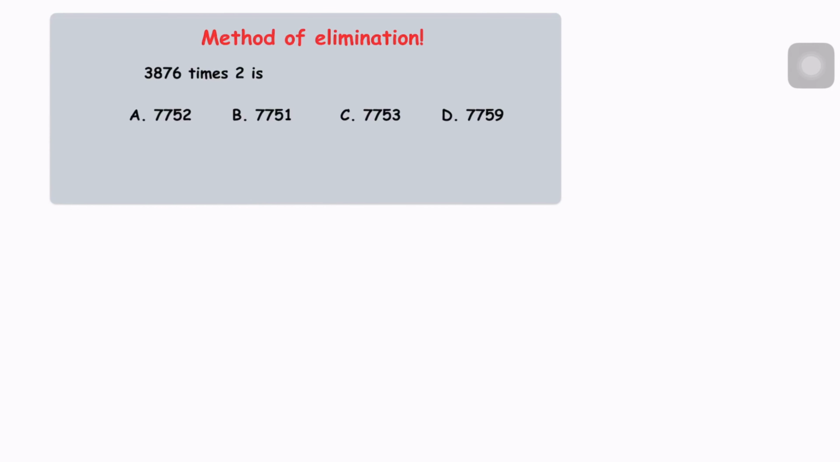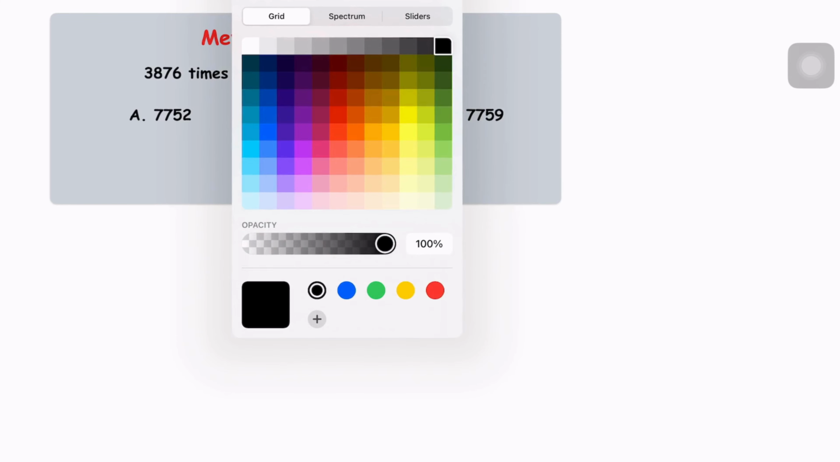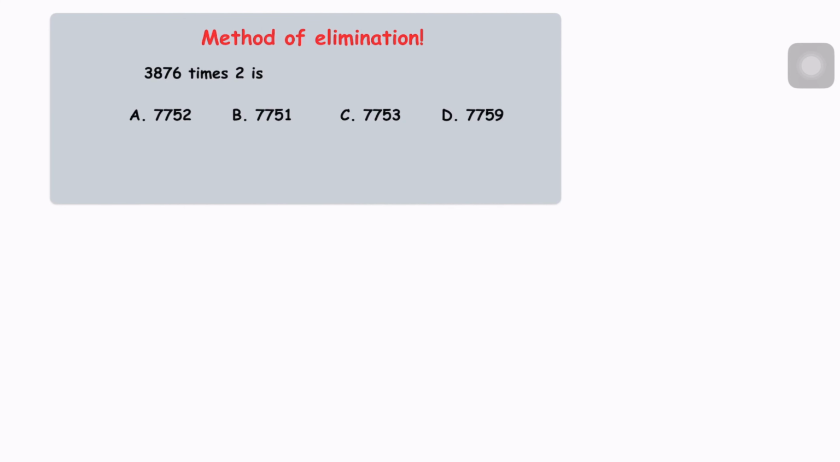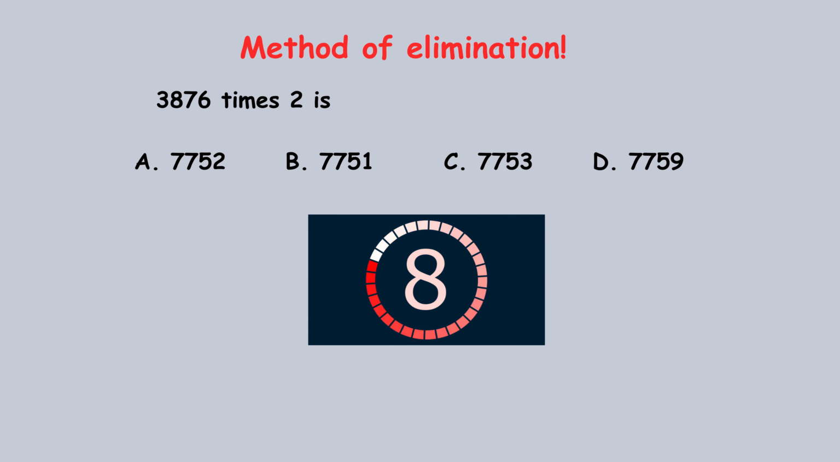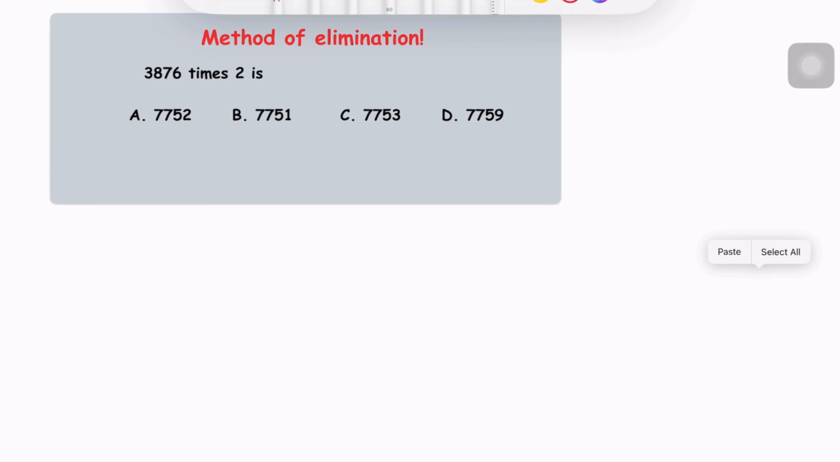Okay, this is the fourth question. We will try to do it by method of elimination, and the question is 3876 times 2 is. So try it, 10 seconds, and after that we will do it together. Let's do it together.